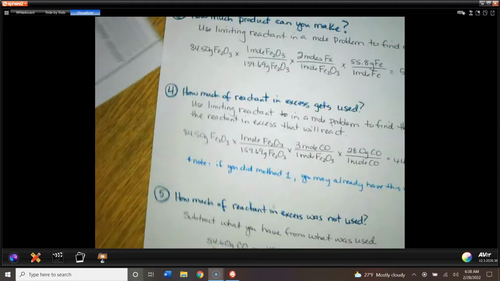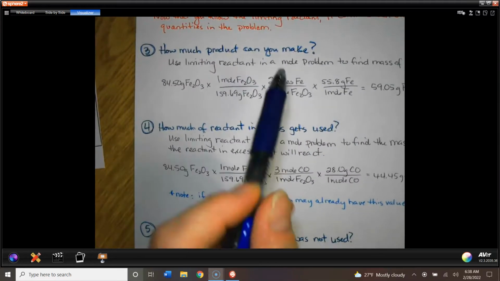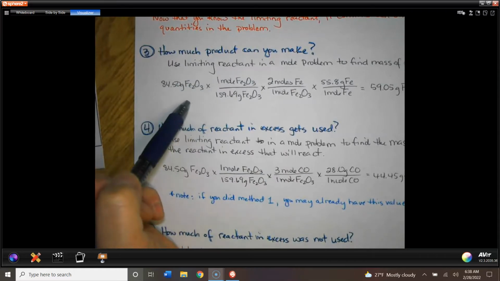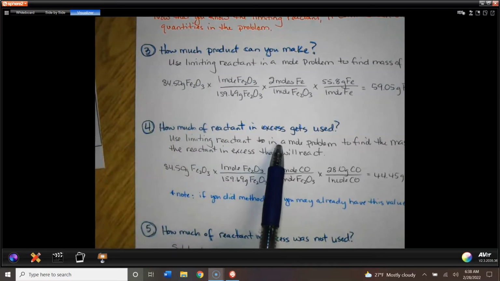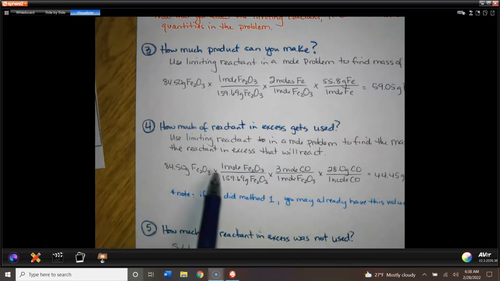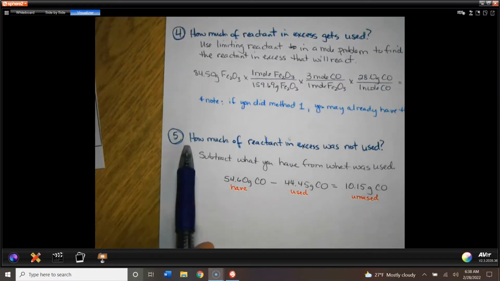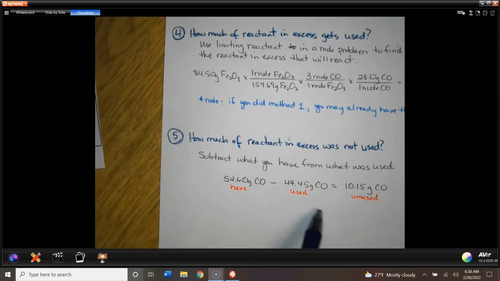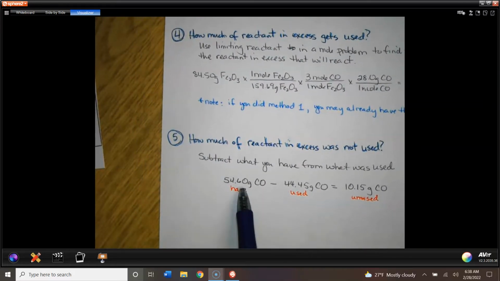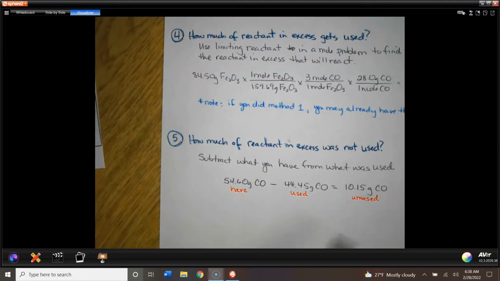Once you know what's limiting and what's in excess, you've got 3 more problems to do. How much product can you get, starting with the limiting reactant? How much of the reactant in excess gets used, starting with the limiting reactant? Please notice that you're always starting with the limiting reactant. And then finally, to figure out how much didn't react, you simply subtract what you used from what you were given, and that's how much is unused.